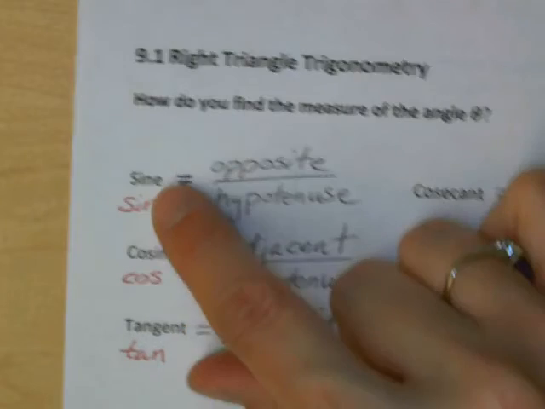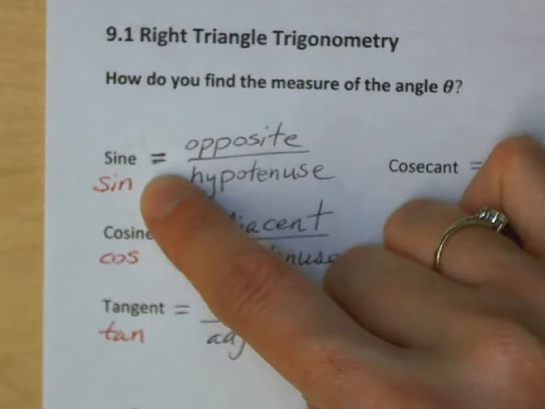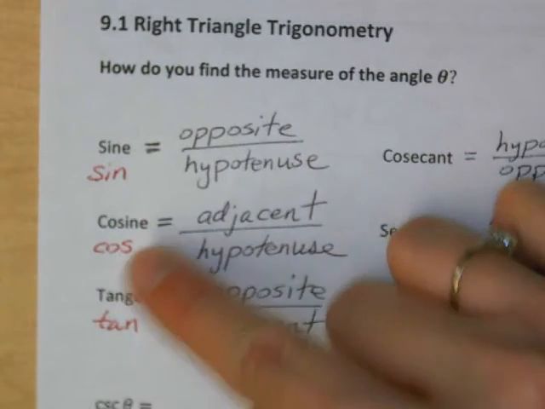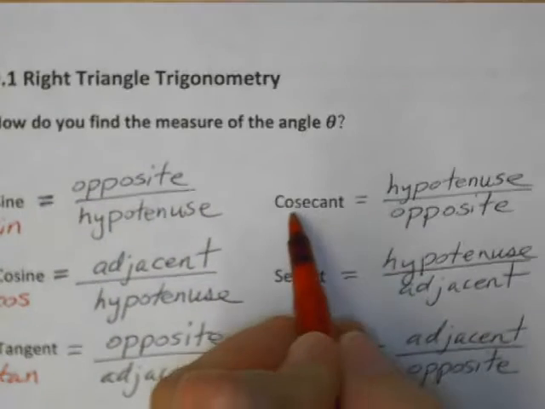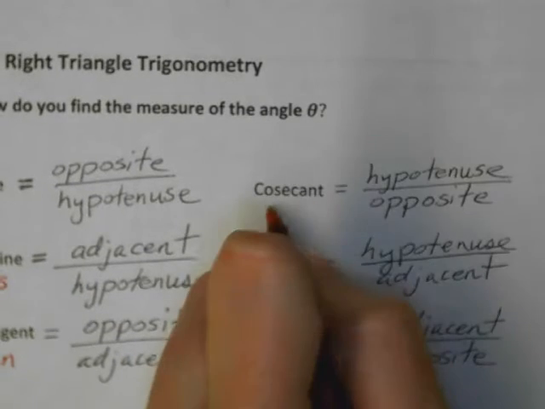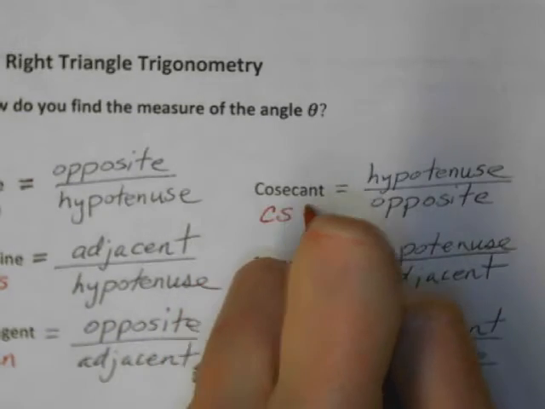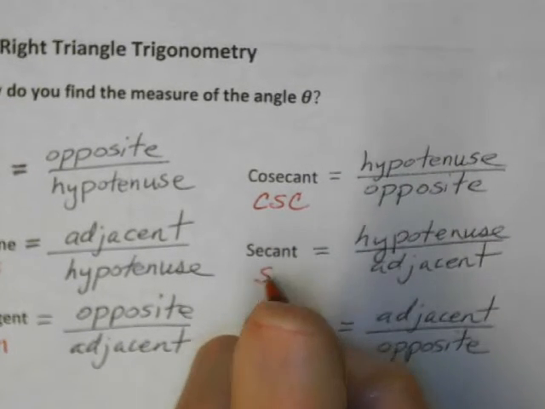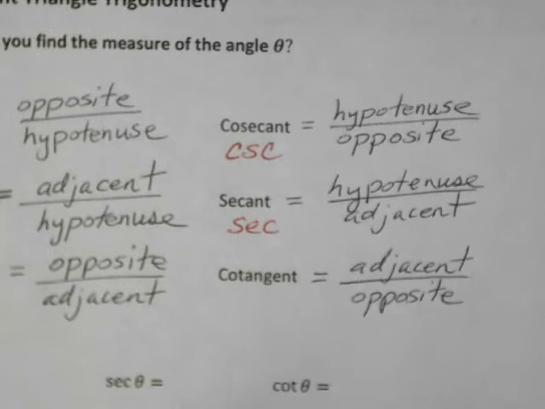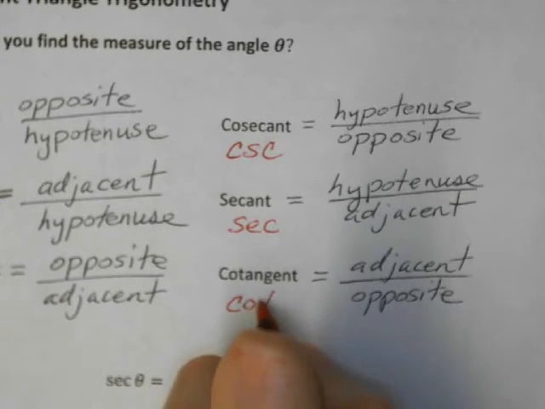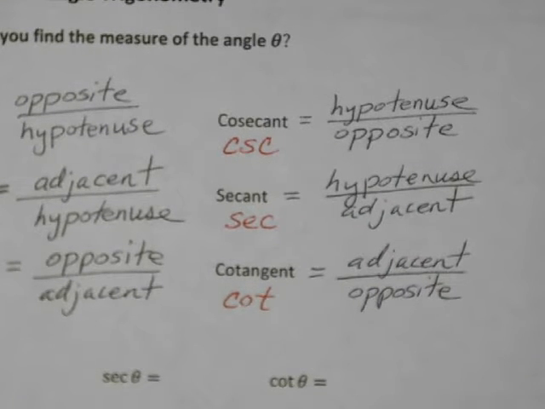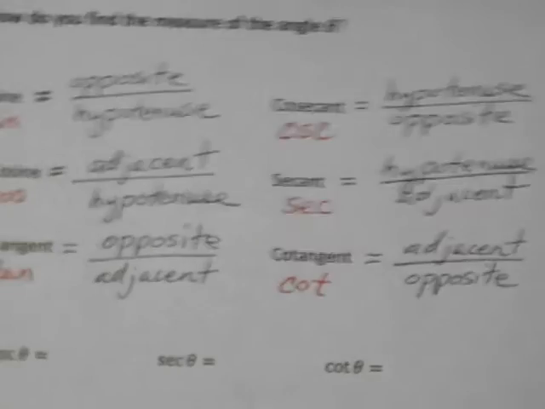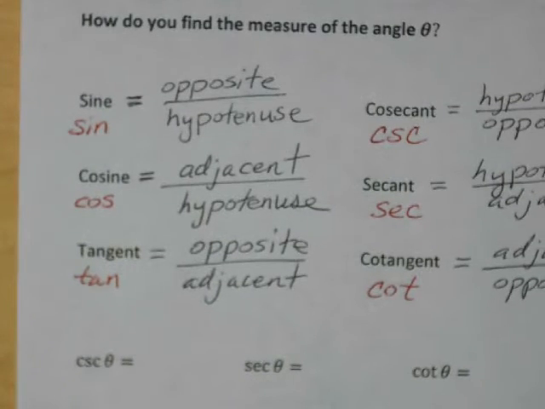So they just use 3-letter abbreviations for them. Sine, cosine, C-O-S, tangent. The cosecant one, they abbreviate it. They put C-S-C, cosecant. Secant, they put S-E-C, secant. And cotangent, C-O-T, cot. See, they just use 3 letters instead of spelling it out all the time.